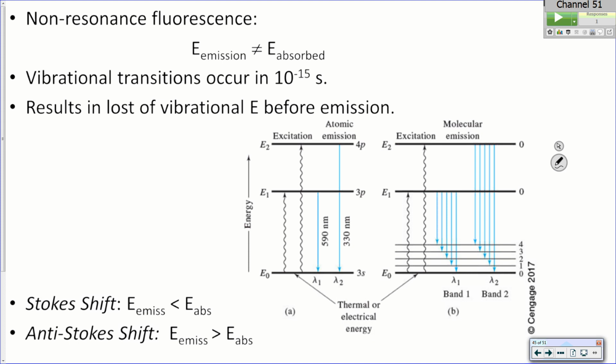Now, the non-resonance emission events we have, that's when the energy of emission is not equal to the energy absorbed. Vibrations occur very quickly, so vibrational transitions occur in the oscillation of a wave of light, much like in a photon capture, so a femtosecond. So what happens is you can lose a lot of vibrational energy before an emission event can occur.